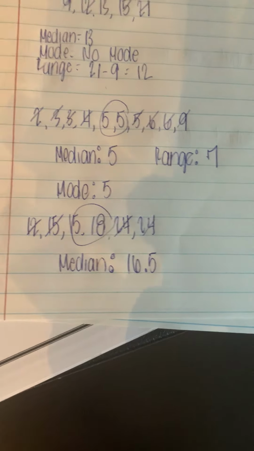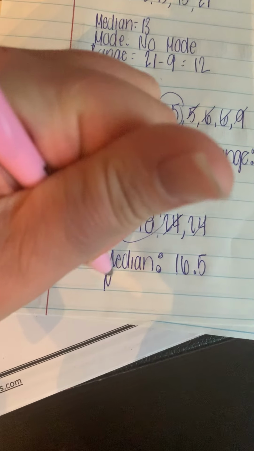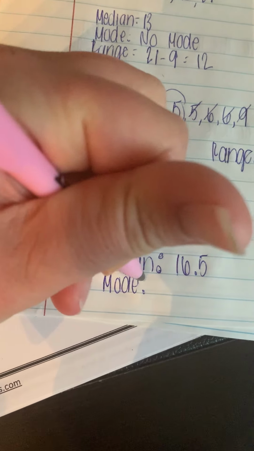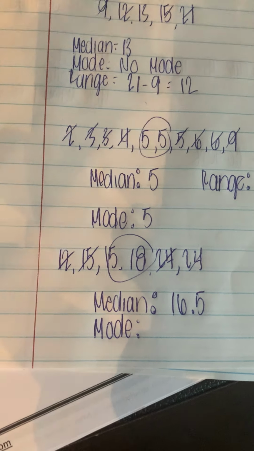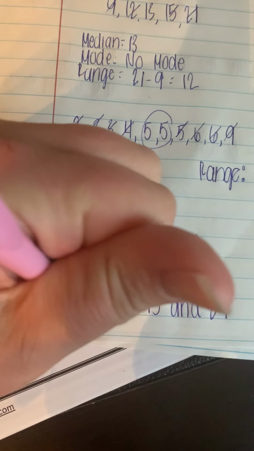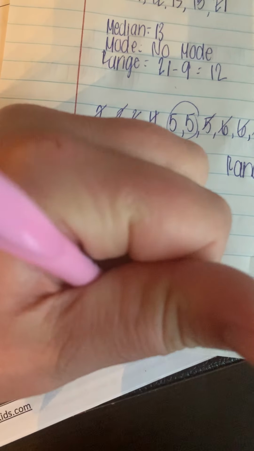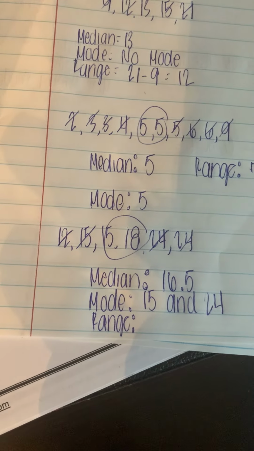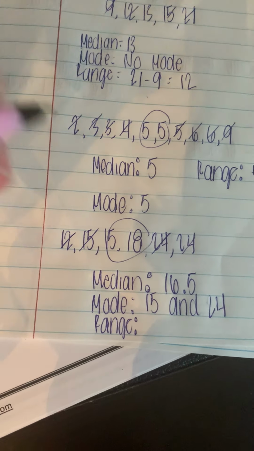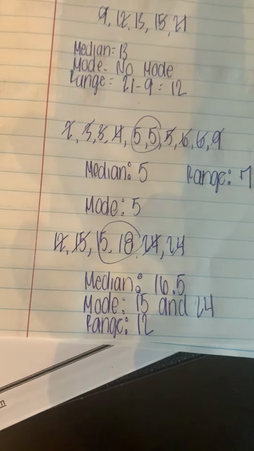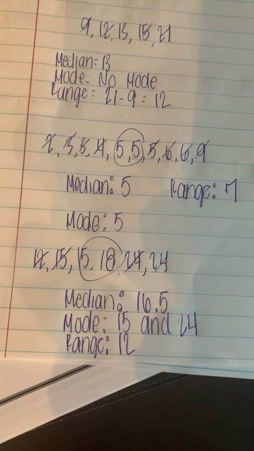Okay. Next, I'm going to do the mode. What is the number that appears the most? So 15 appears twice and 24 appears twice. So this one would have 2 modes. It'd have 15 and 24. And lastly, the range is the highest value minus the lowest value. So my highest value is 24. Take away my lowest value, which is 12. So the range is going to be 12.